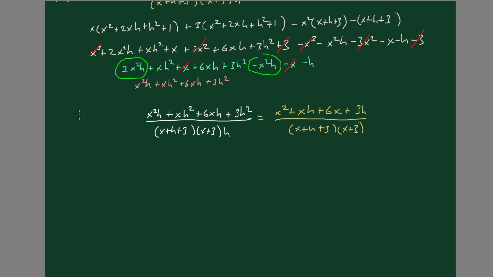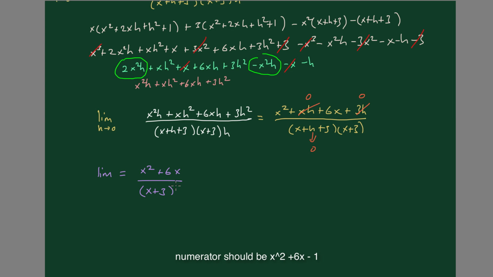And we're going to take the limit as h approaches 0 of this function over here. So as h approaches 0, this term becomes 0, this becomes 0, and the h in the denominator over here becomes 0. So our limit is going to be (x squared plus 6x) divided by (x plus 3) squared. And this is our answer for the problem.